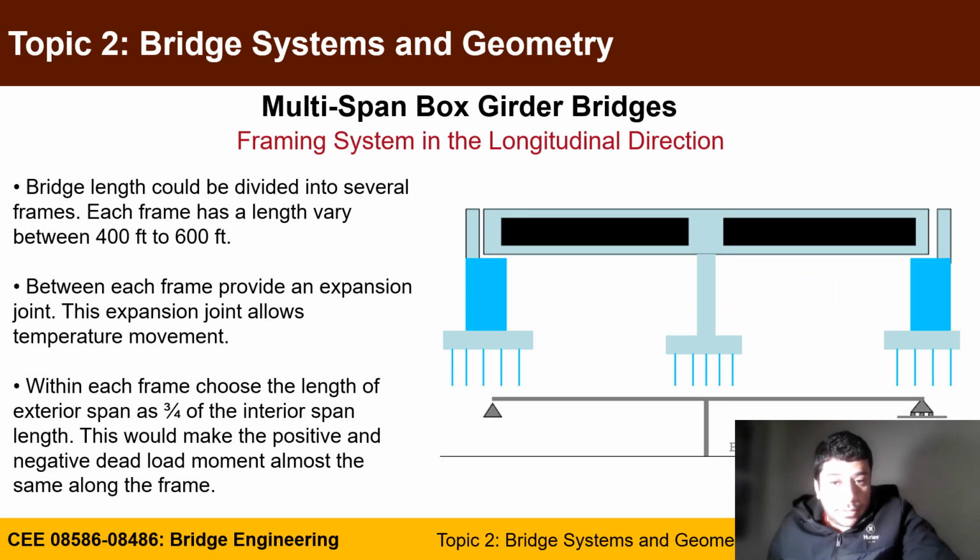In this case, we have the integral bent cap in this connection. When we have seating here and seating there, the seating will provide a hinge and roller. However, because this is built monolithically, this will be a frame that you need to solve to carry the vertical loads.